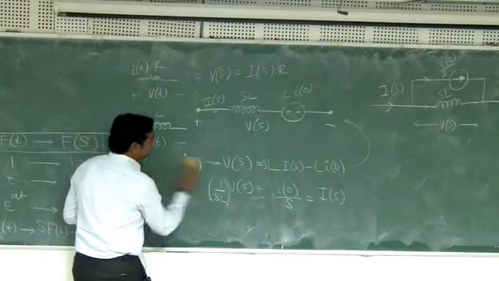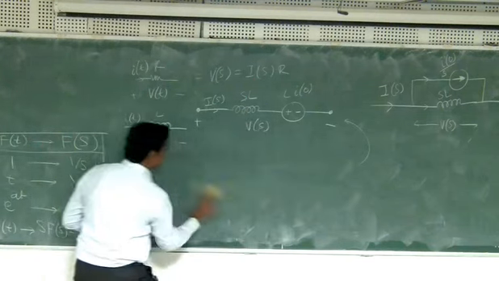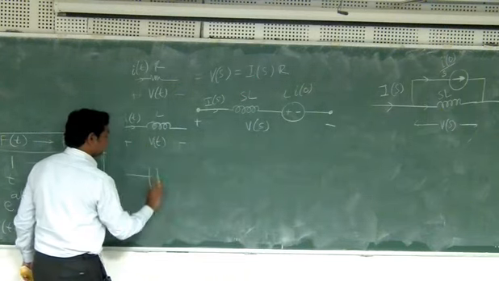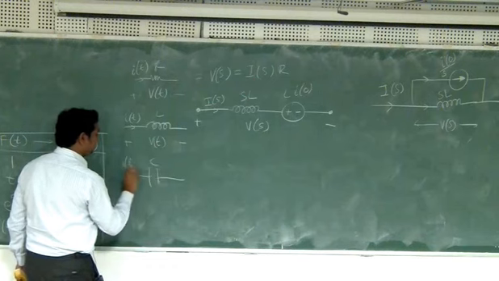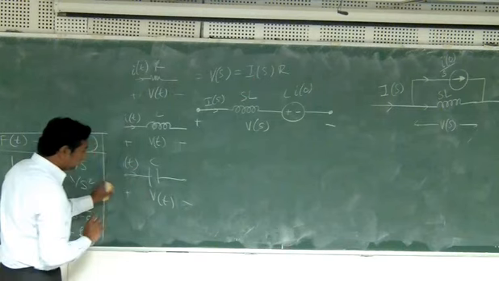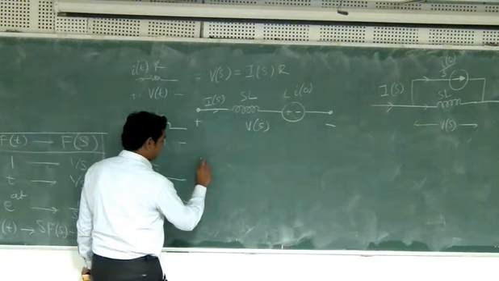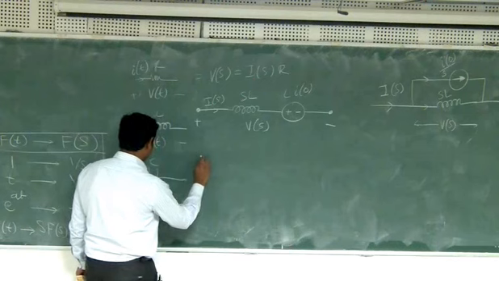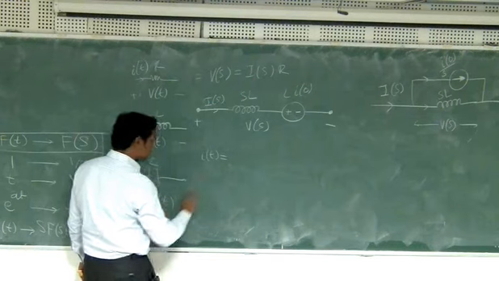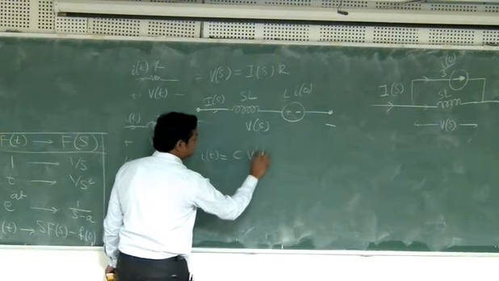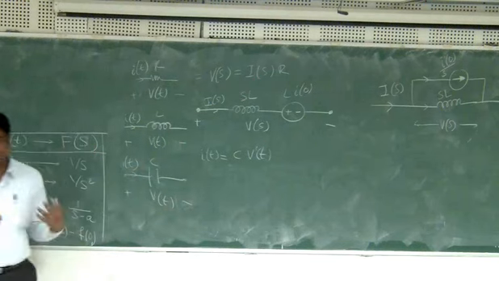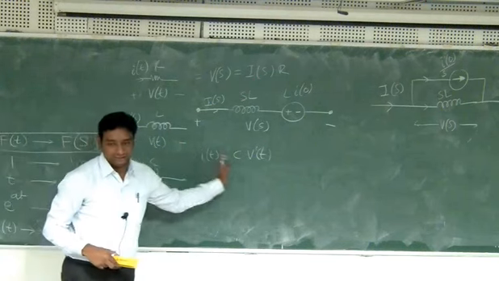So maybe quickly now I go to the capacitor. The capacitor is like this, I of t and then V of t. So the relation is, let's say, I of t equal to C V dash t. So this is one way of writing it, or you can also write V of t is 1 by C integration of I of t.